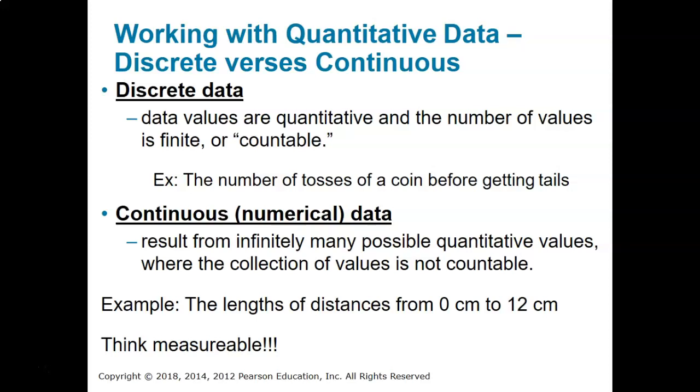those are going to represent continuous data situations. So for example, if we want to measure the length of distances from 0 centimeters to 12 centimeters, because we're not just counting off in centimeters, we could have half a centimeter or a tenth of a centimeter. There's infinitely many lengths that could be between 0 and 12 centimeters. So if I'm measuring something, that's why I said think measurable. If you're measuring something, it's usually going to be continuous data. If you're counting, it's going to be discrete data.